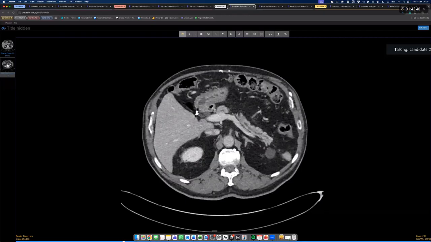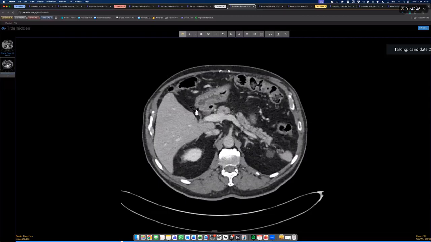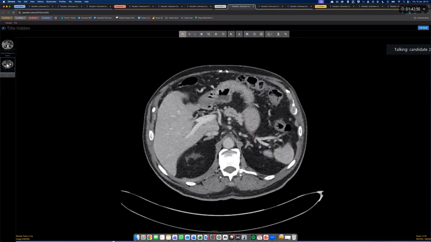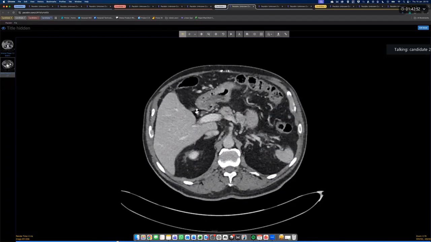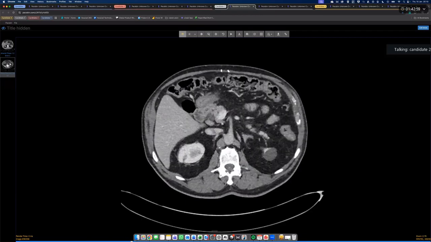Yeah, the pancreatic duct is dilated. Pancreatic parenchyma appears to be atrophic without any calcification, without any other cystic lesion within the pancreas, no peripancreatic stranding. I'll be coming back again towards the region of the pancreatic head.